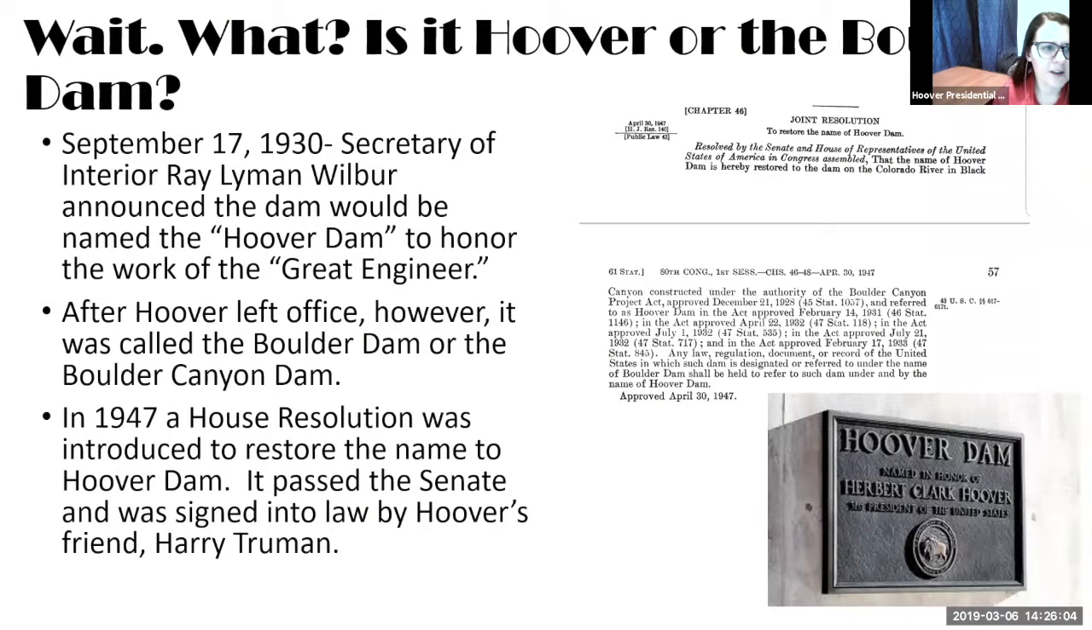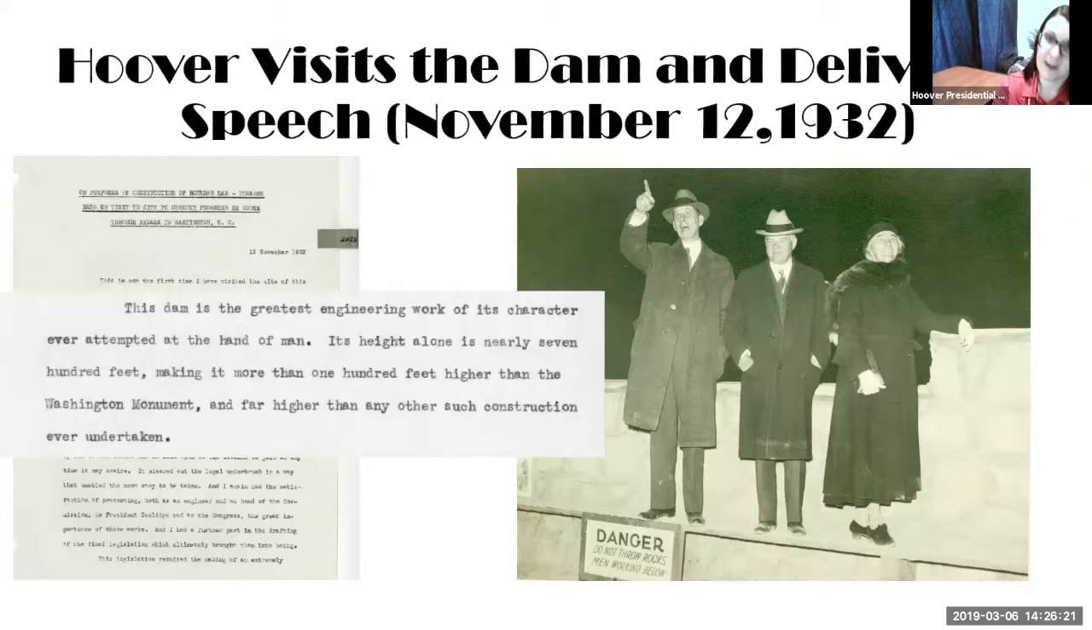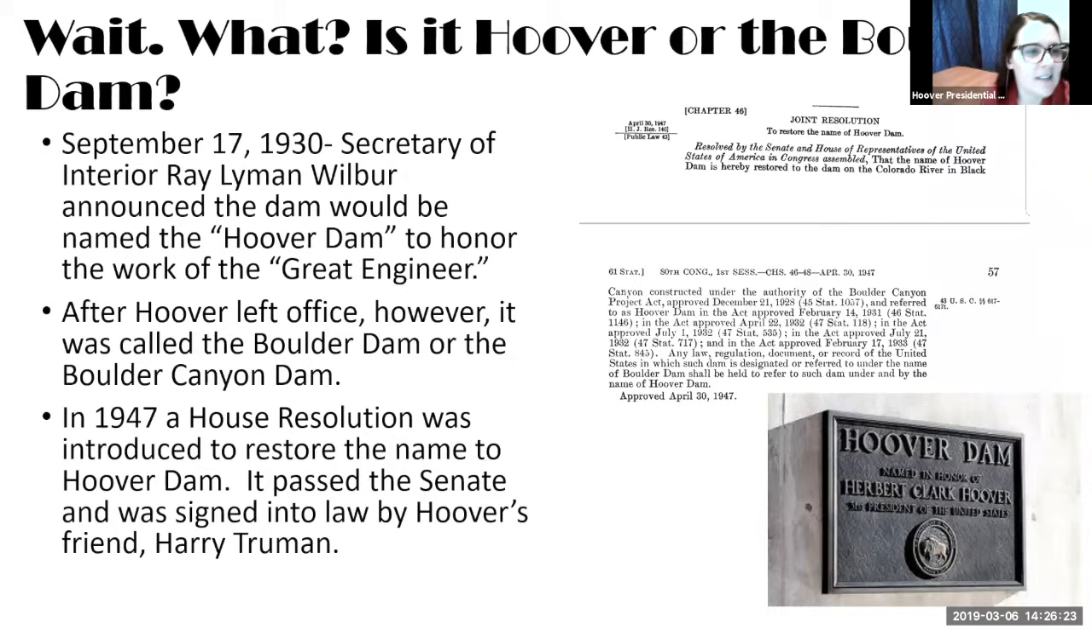So now we're going to talk about the name. Is it the Hoover or the Boulder, and what happened here, right? September 17th, 1930. This is way before the Hoover Dam is built, right? Secretary of Interior Ray Lyman Wilbur. We saw him in this picture here. That's this guy pointing, right? He says, the dam would be named the Hoover Dam to honor the work of the great engineer. Well, the United States had never named anything after anybody. It wasn't a thing yet, and it wasn't anything anybody wanted to do.